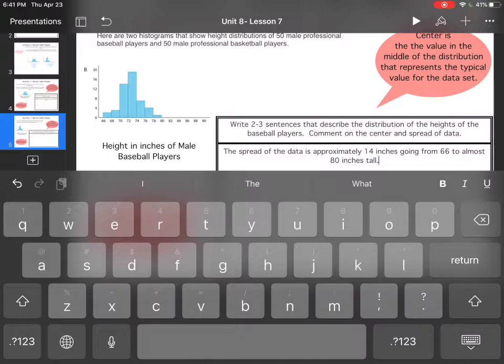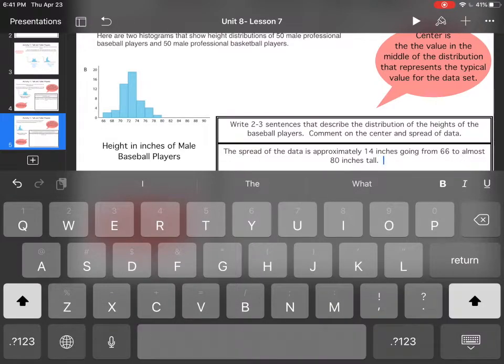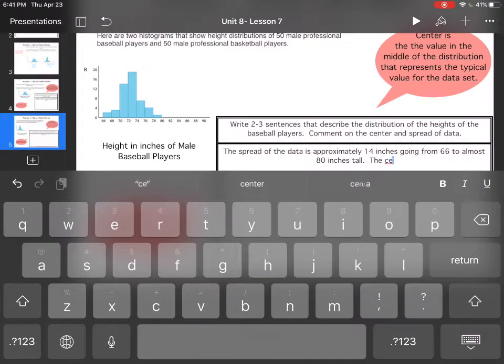The center of the data, so this is going to take some thinking. It looks like it's going to be between 72 and 73 again, because if you look at how the heights work on the histogram, that's going to be about the halfway point. So the center of the data is between 72 and 73 inches tall.